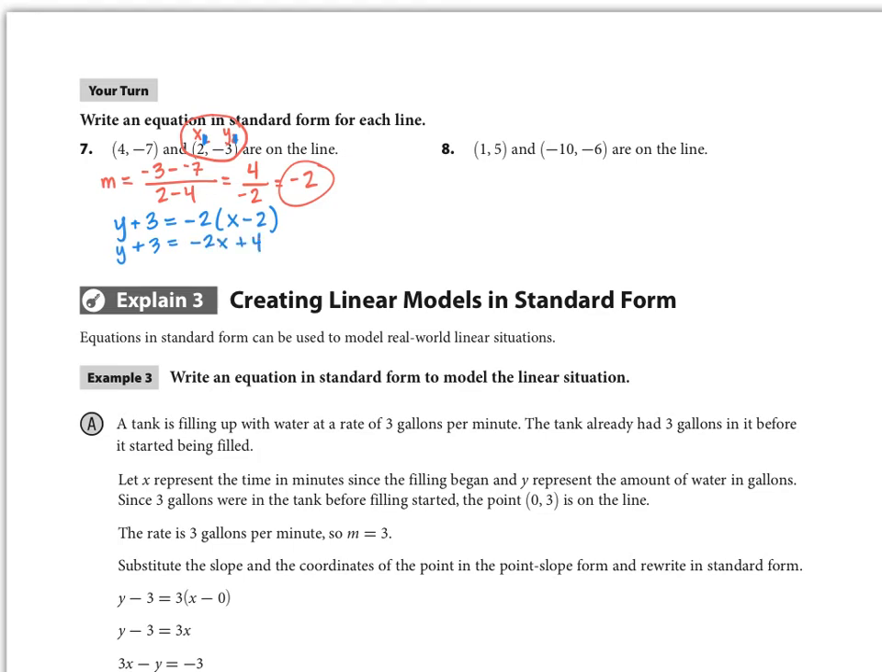And so I'm going to do two steps here. I'm going to actually add 2x to both sides here, add 2x. And then I'm going to subtract 3 from both sides. So without showing that step really, I'm just going to add the 2x and then subtract the 3. And I should end up with this standard form of the equation. Okay, and let's go on to the last type of problem here, and that is the word problem.